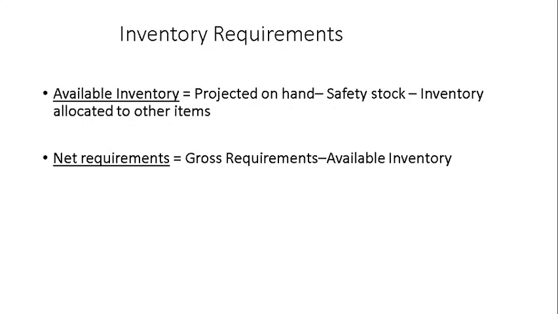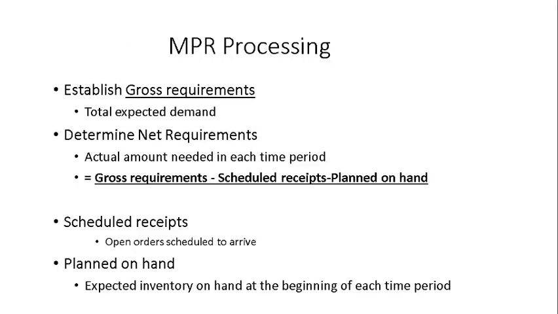For inventory, in order to calculate our requirements, we use some simple formulas. For example, for the available inventory, we need to take out the safety stock and allocated inventory to other items from what we have in our hands, and the net requirements is equal to the gross requirements minus the available inventory. This will be clear in the following slide.